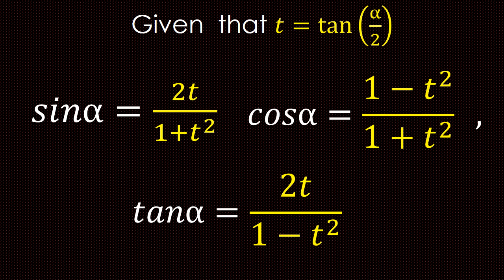In today's video we have been given that t is the tan of alpha over 2. We should use that fact to show that sine alpha is the same as 2t over 1 plus t squared. Then we should also show that cos alpha is the same as 1 minus t squared over 1 plus t squared. Then the tangent of alpha is 2t over 1 minus t squared.